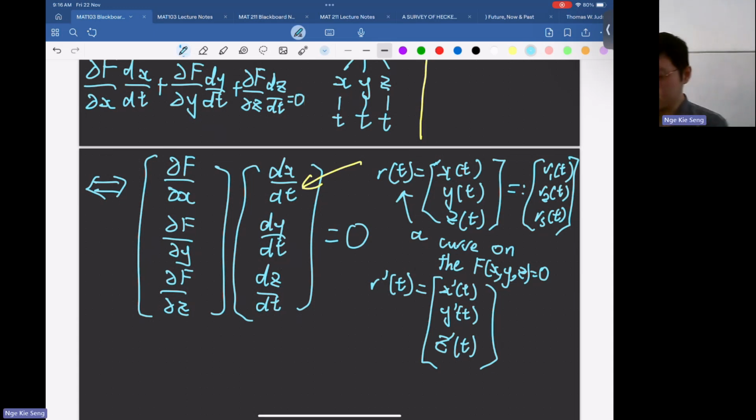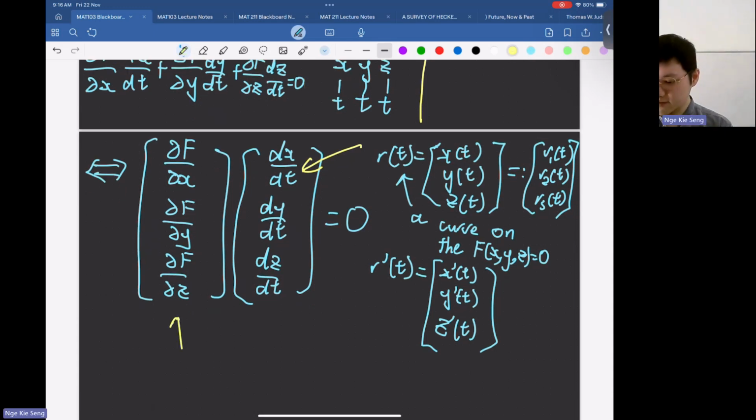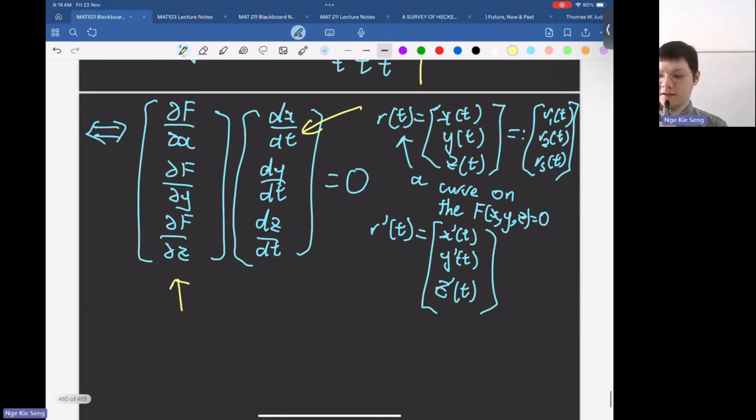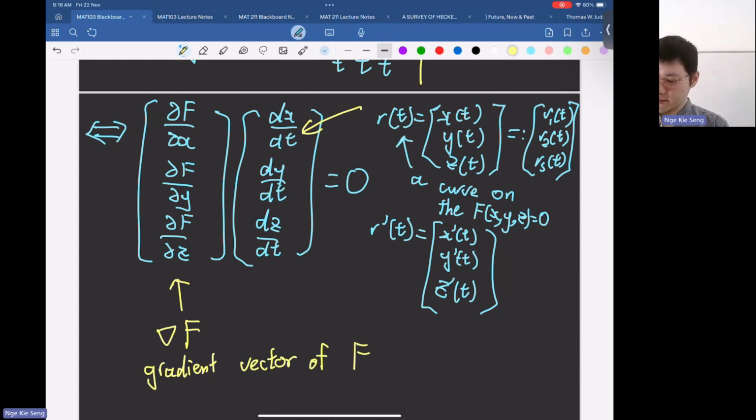But what's the other side here? What's this thing? Del F over del X, del F over del Y, del F over del Z. This is nabla F, which is the gradient vector of F. And then this is the tangent vector of your path.